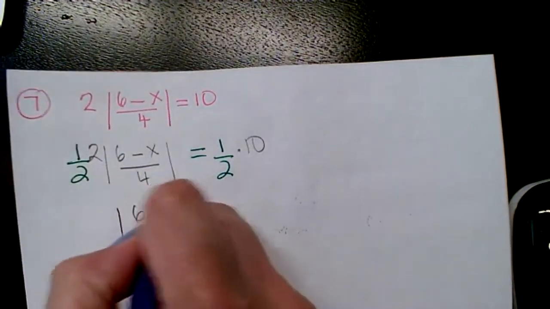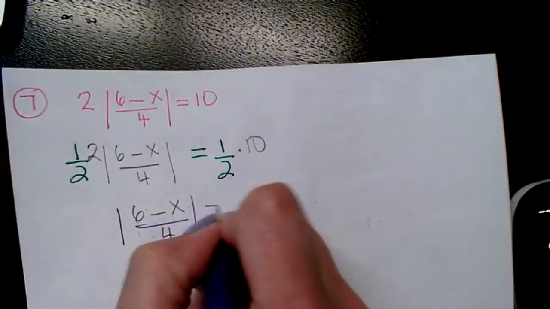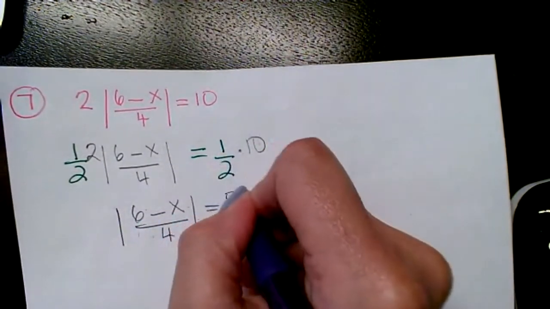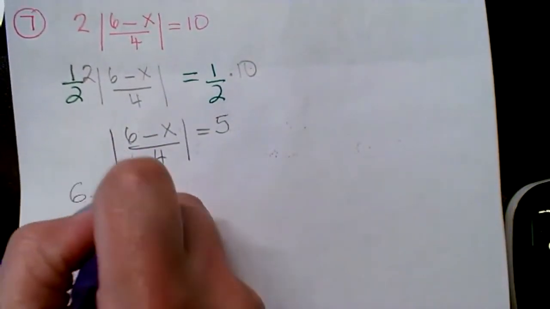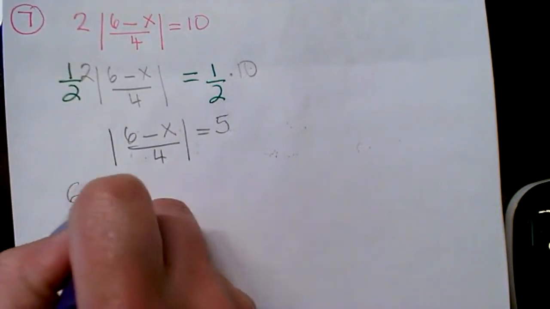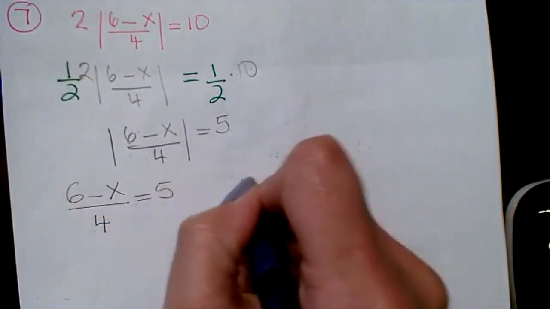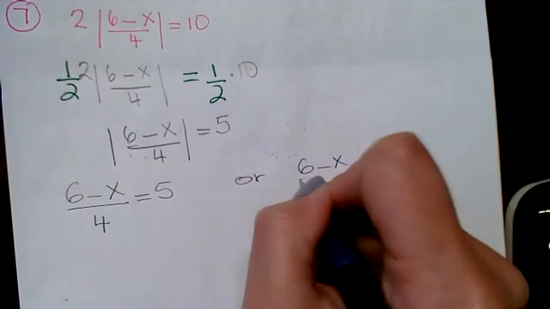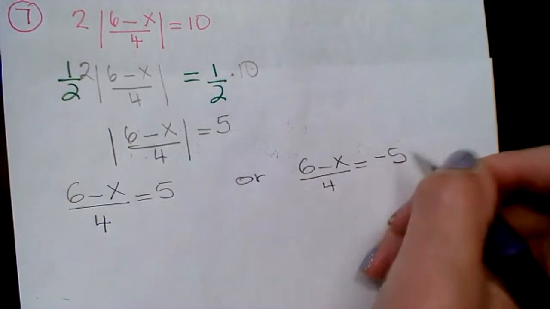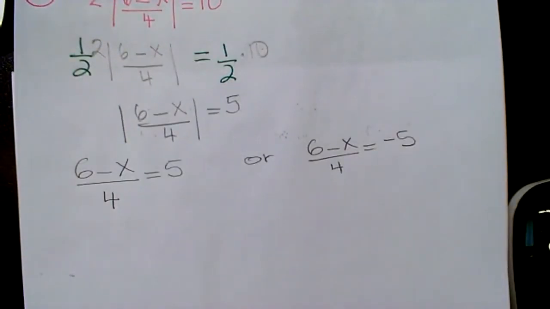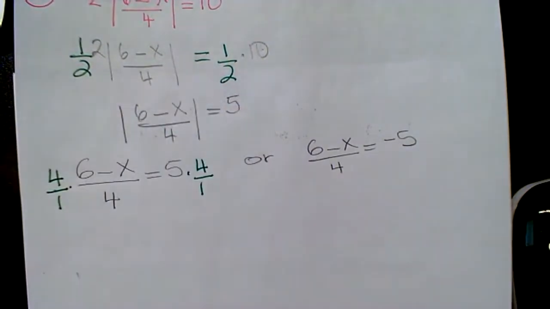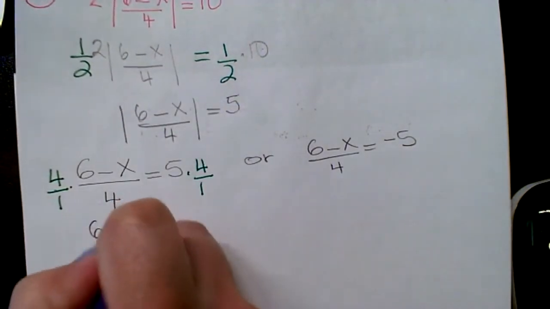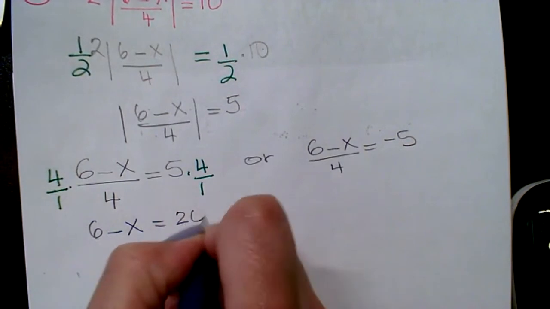So what I have here is the absolute value of 6 minus x over 4. 10 divided by 2 is 5. So one is going to be 6 minus x over 4 equals 5, or 6 minus x over 4 equals negative 5. Now, what do I need to do? I need to multiply by the reciprocal on both sides. So this is going to be 6 minus x equals 5 times 4 is 20.